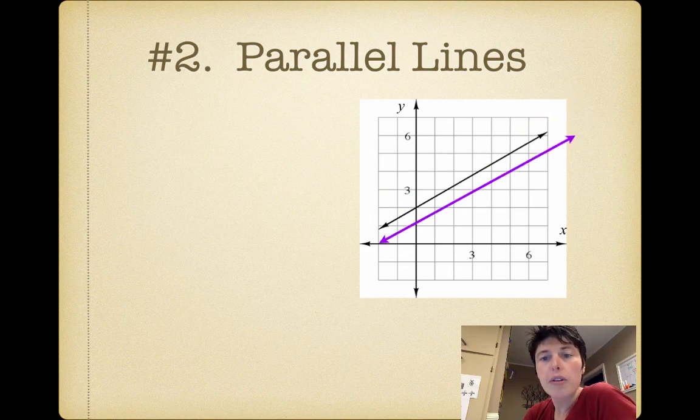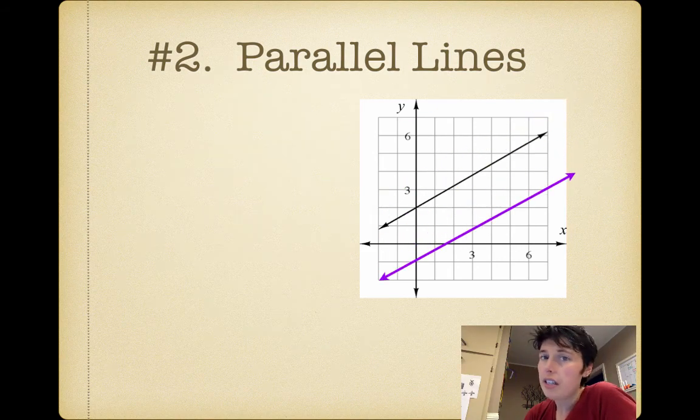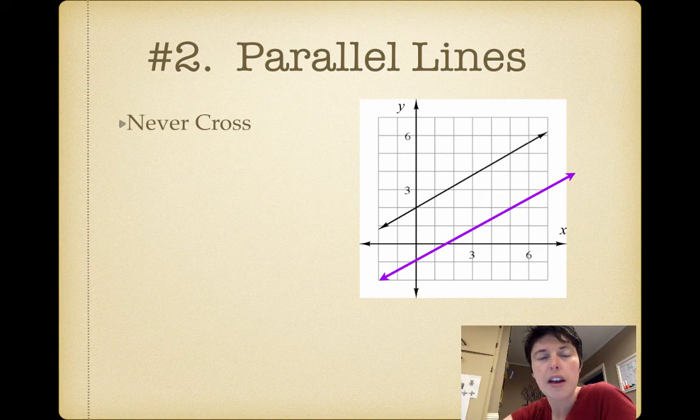Parallel lines are when you have two lines that never intersect, like in the picture below. And if I'm going fast, pause the video and slow it down and write some of this down. So parallel lines never cross, and they have the same slope, which is a very important note. Put a big star by that one.